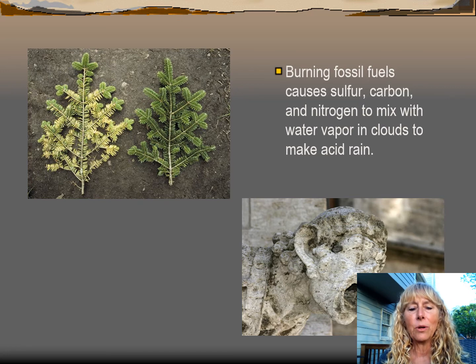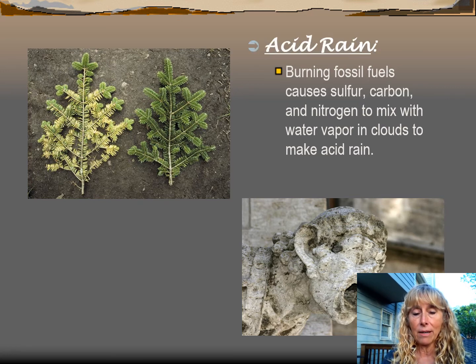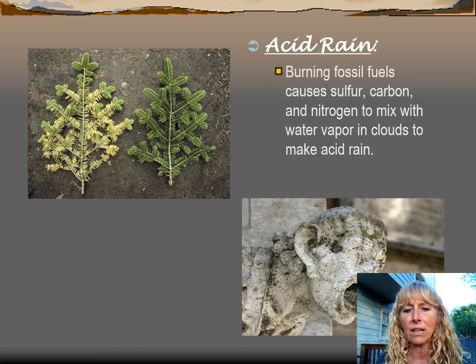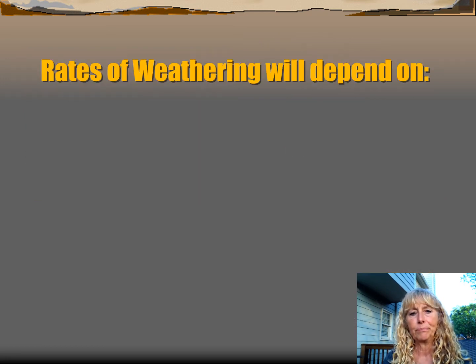Well, the next one is one you've studied in social studies about acid rain. And you can see that as humans burn fossil fuels and cause sulfur, carbon, and nitrogen to mix with water vapor in the clouds, when it precipitates, it makes acid rain, and that will weather rock.